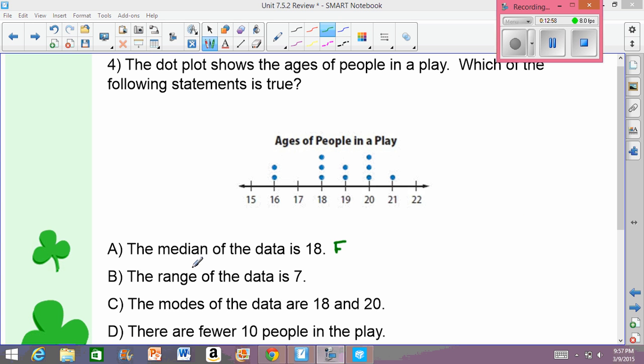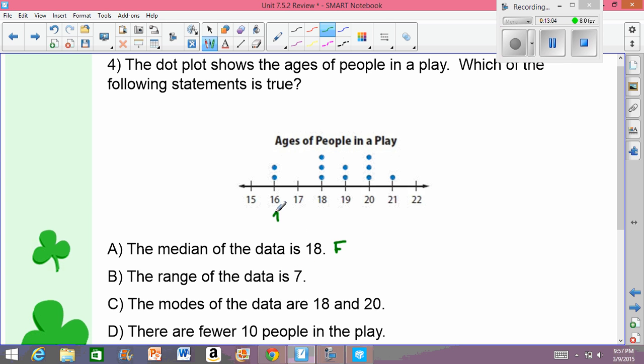It says the range of the data is 7. So remember, range is highest minus lowest. So our lowest is 16 and our highest is 21. So if we have 21 minus 16 for the range, that would give us our range as being 5. And it says here the range of our data is 7. So statement B is a false statement.